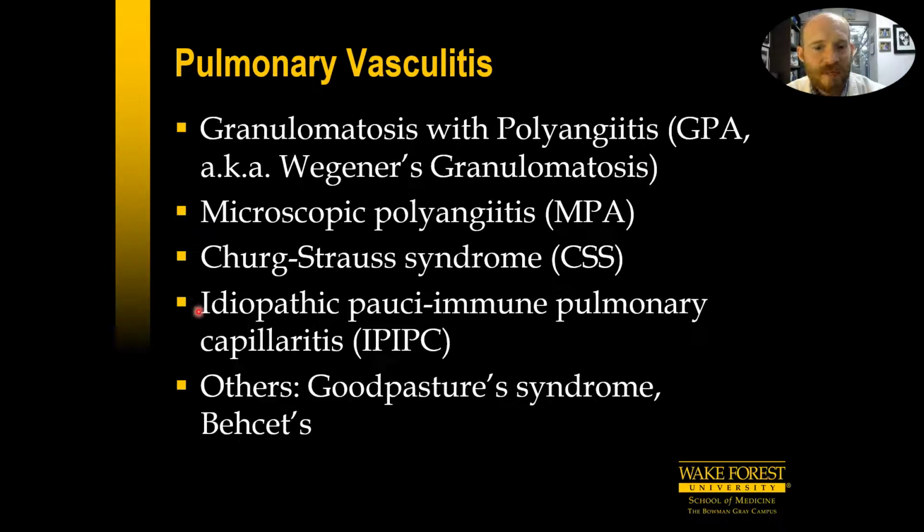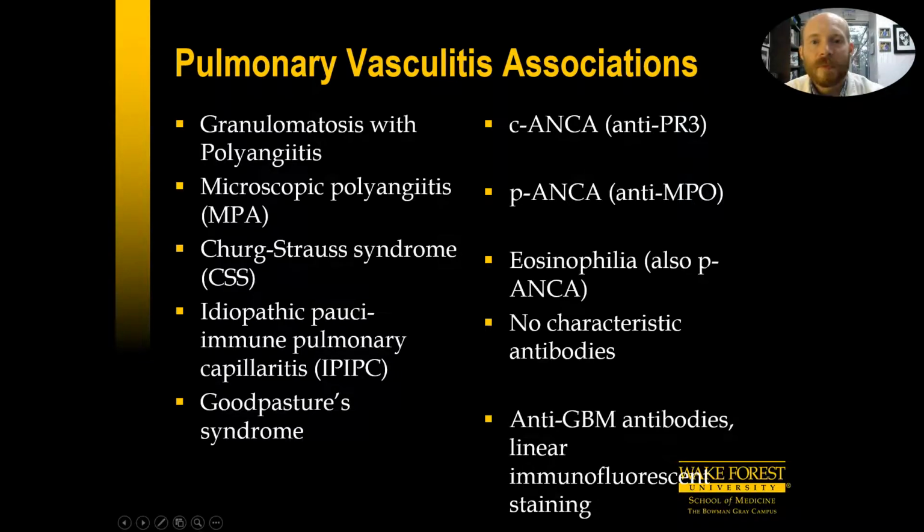There is an idiopathic pauci-immune pulmonary capillaritis. This is mostly isolated to the lung and doesn't have many associated antibodies. You may just have an awareness of that condition. And then Goodpasture syndrome and Behçet syndrome also can cause pulmonary vasculitis. On the next slide, which we've added, we want to highlight for you some specific associations that you'll probably want to commit to memory as you go forward into the testing.